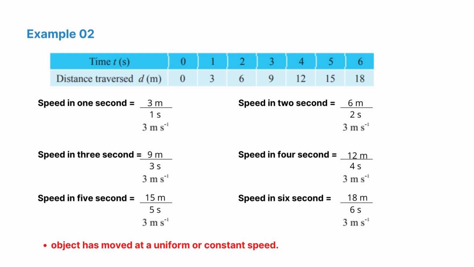Now the total distance traveled is 18 meters, and the time taken is 6 seconds, then the speed is 3 meters per second. Here the speed in each second is the same, or constant. Wait, let me show you.